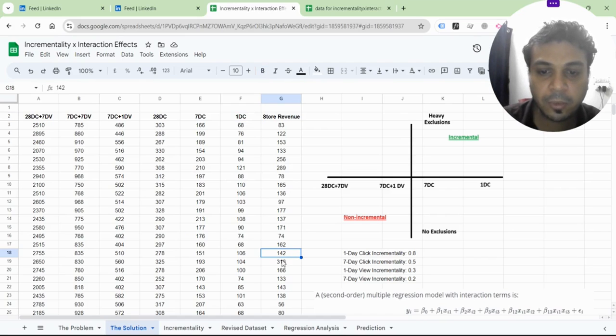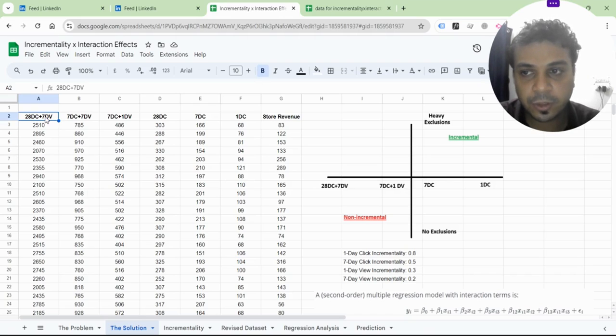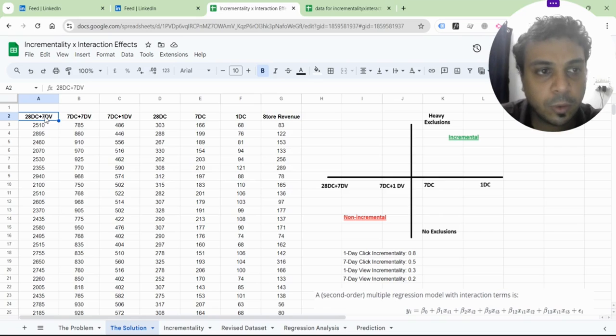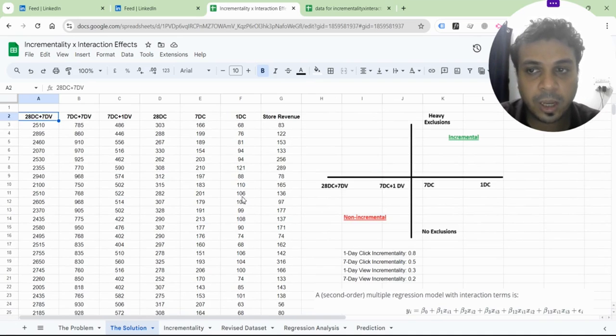But as you can see here, there are data points like this. For instance, on this particular day, the store revenue is significantly higher, almost more than 3 times higher, than the 1-day click revenue attributed to Meta. So this is the data set. First of all, this is something that you have to download from Meta, and you have to plug it in here. The next thing that you really need to do is to incorporate something called incrementality factors.